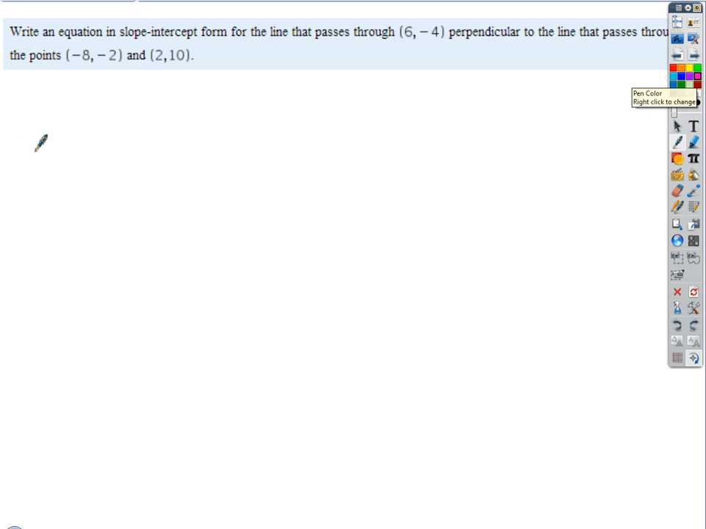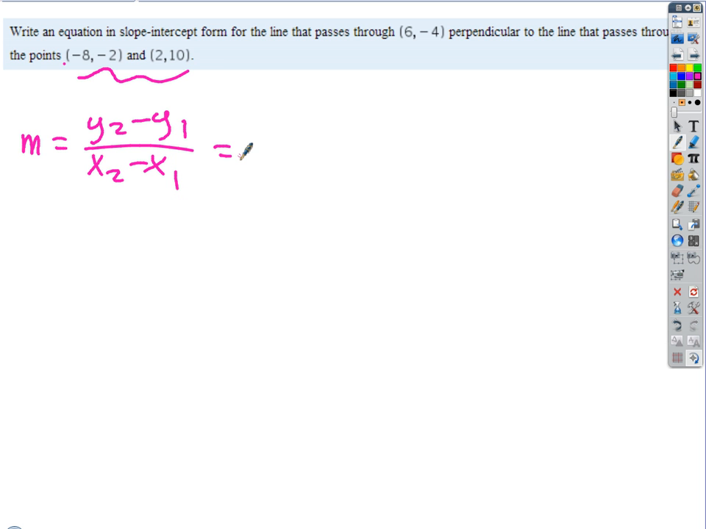Okay, good. M equals y2 minus y1, not x2 minus x1. That goes on the bottom, right? y2 minus y1 over x2 minus x1. And here are my 2 points. So what does that work out to be? Okay, good. 10 minus negative 2 makes it a plus, over 2 minus negative 8.